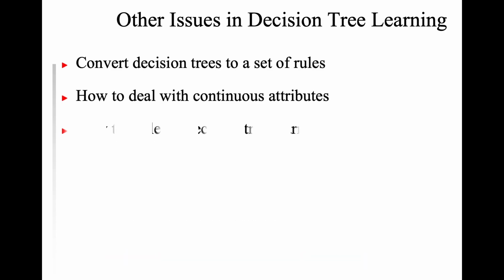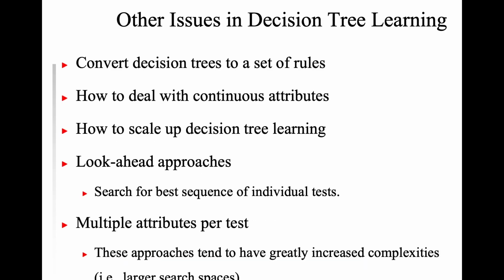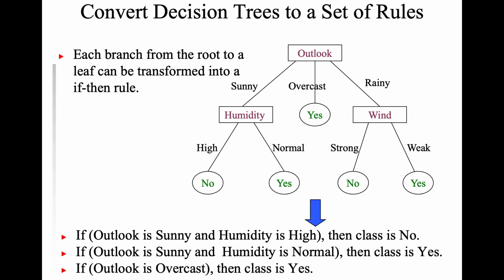And here are some other issues in decision tree learning, like, for example, converting the decision trees to a set of rules, which is very easy. How to deal with continuous attributes, I will talk about it in the next session, and then we start the hands-on. And how to scale up decision tree learning and other approaches that we don't cover. So we just covered the first three issues.